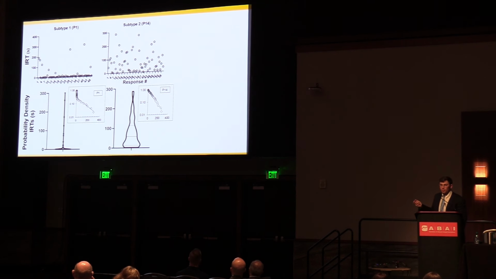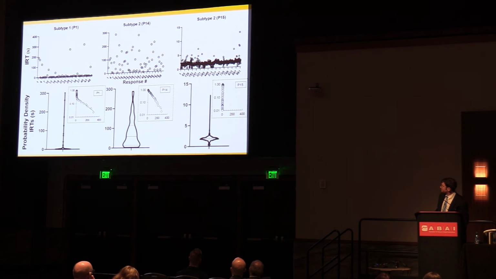And this is probably the modal kind of pattern we see with subtype 2, but every now and then we also see this pattern. Not enough variability. Note the scale of the y-axis here. It doesn't range from 0 to 300 seconds, it ranges from 0 to 15 seconds. Nearly every single response here occurs more or less about 2.5 seconds apart from one another. Highly perseverative responding.